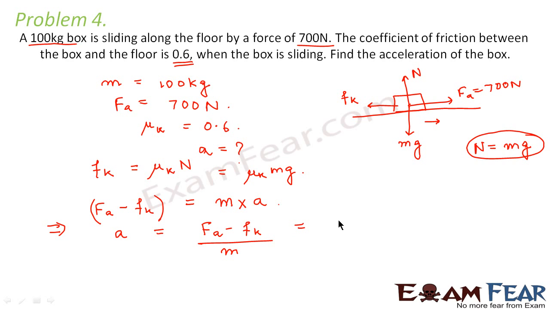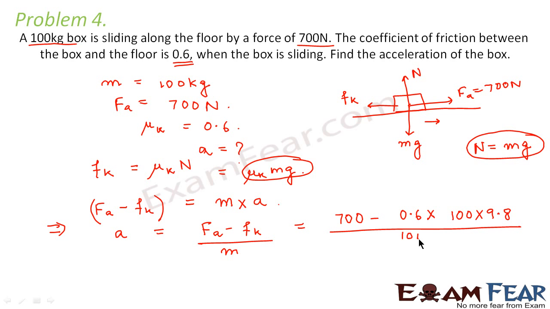Now what is the value of Fa? That is 700 Newton. What is the value of Fk? Fk is nothing but mu k into mg. So what is the value of mu k? 0.6 into m, that is 100, into g, that is 9.8. This divided by m, which is 100. So we calculate this and we get 700 minus 588 divided by 100. So we get 1.12 meter per second square. So this is the value of the acceleration.